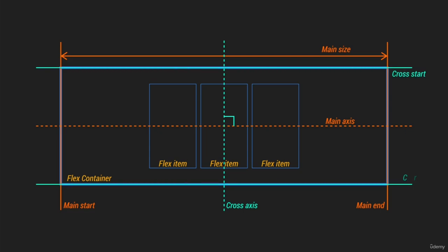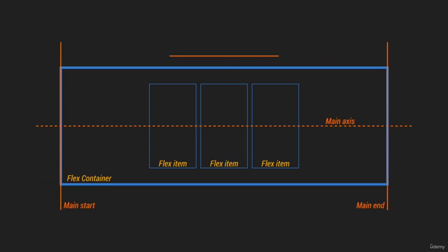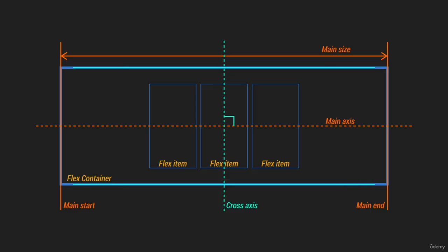Cross start and cross end specify the placement of items inside the Flex container, starting from the cross start side of the Flex container and going towards the cross end side. And lastly, the cross size, which is the width or height of a Flex item, whichever is in the cross dimension, becomes the item's cross size. So this was some basic information, some terminologies about the Flexbox which needed to be shared before we start working with them.